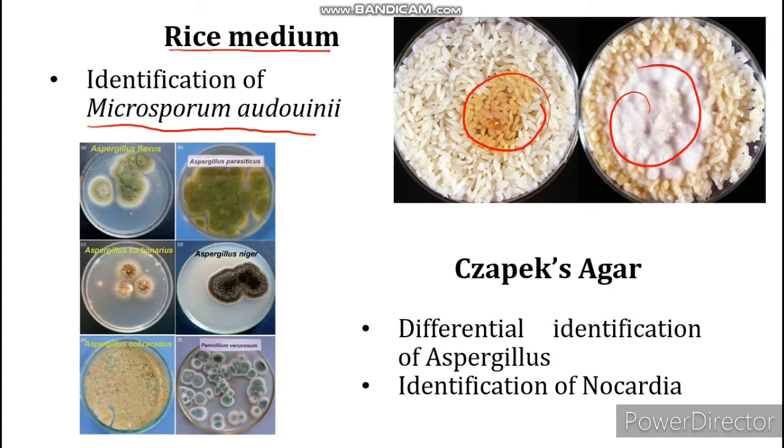Next, you have your Czapek agar. Your Czapek agar is used in the differential identification of several Aspergillus species. So, when it forms black, it's your Aspergillus niger. When green, Aspergillus either parasiticus, which is not clinically diagnosed, or you have your Aspergillus flavus. And then, you have also other species present, but we did not mention them. And aside from that, it is also used for the identification of Nocardia species.